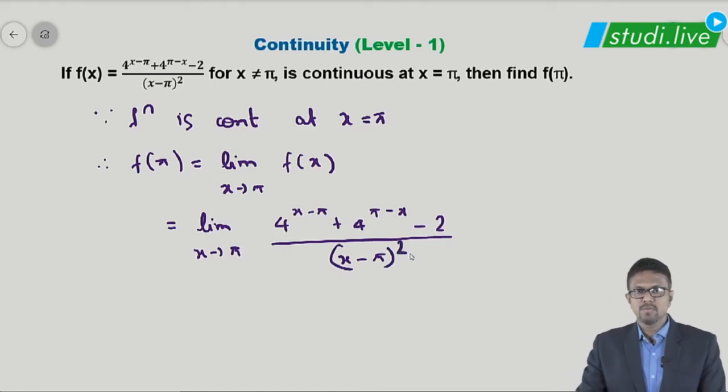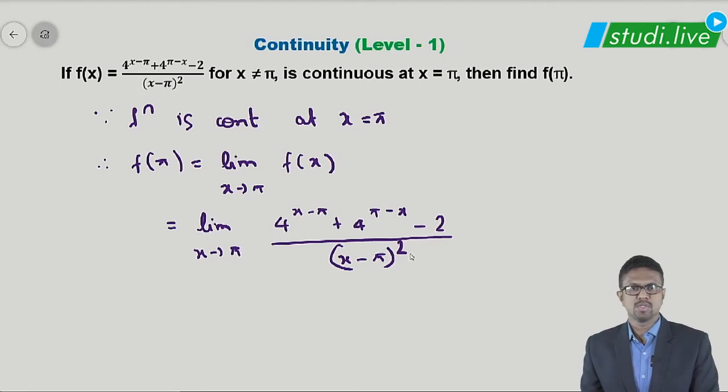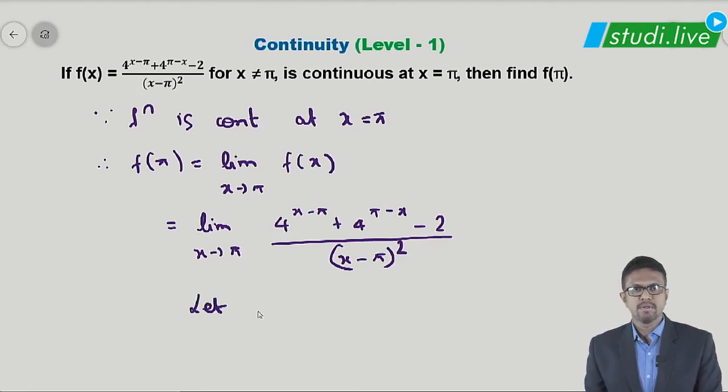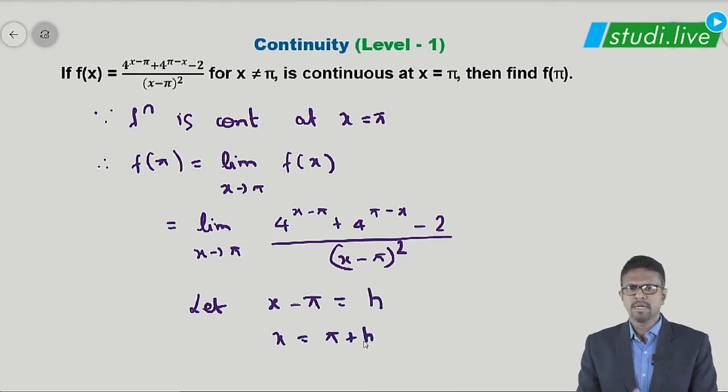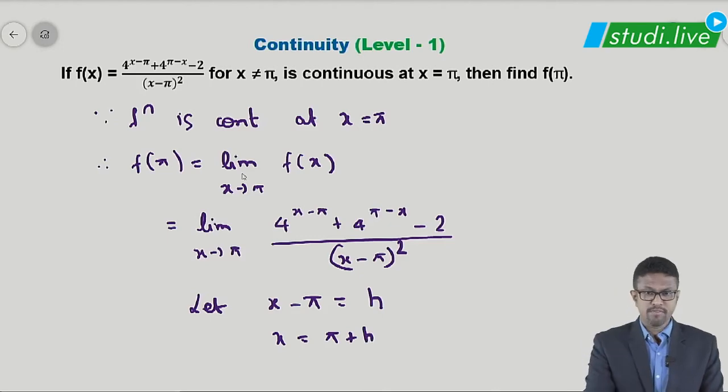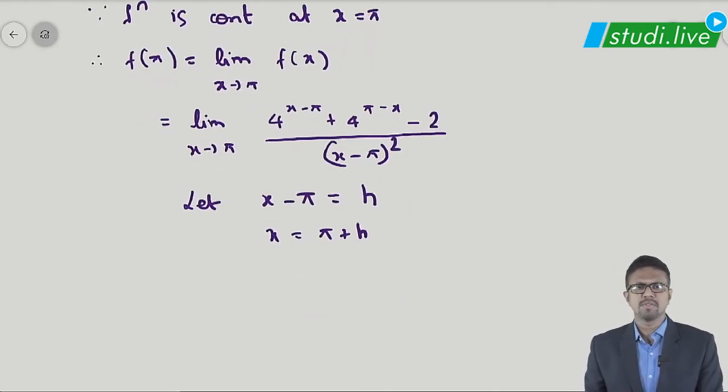So what we can do is substitute, let x minus pi be equal to some value, say h. So x will be equal to pi plus h. But it won't be required, even if I don't write x equal to pi plus h, this question can be solved. Now when x tends to pi, obviously h will tend to 0. So when x becomes pi, pi minus pi, h becomes 0.